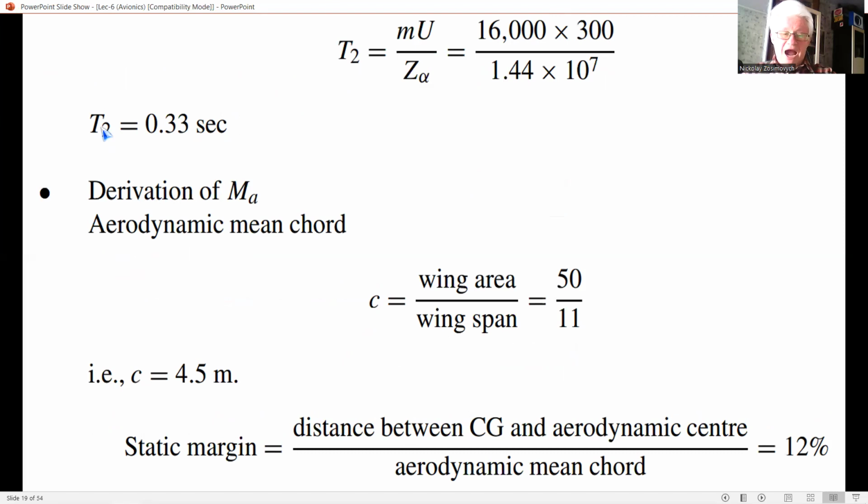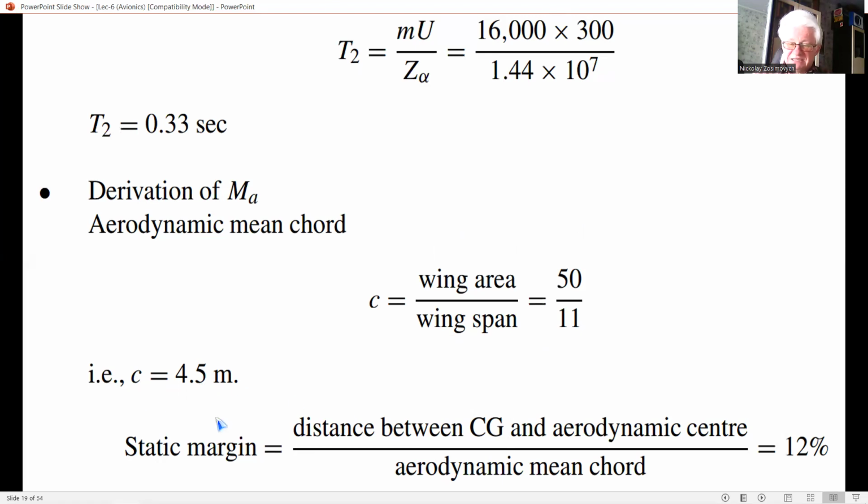Derivation of the aerodynamic mean chord: c equals the beam area over beam span. It gets us 50 over 11, which gives c as 4.5 meters.